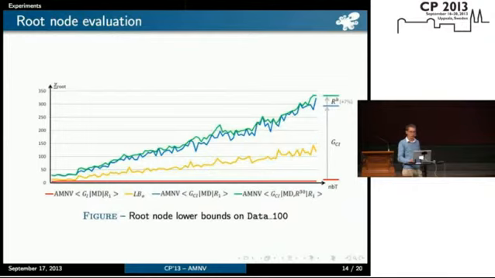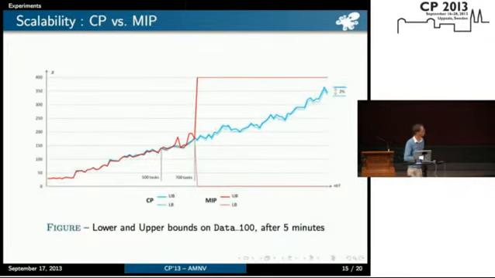We now move on to the scalability study, and we compared the CP resolution with the MIP resolution after 5 minutes. So in blue you have the lower bound and the upper bound of Choco, and in red lower bound and upper bounds of MIP model after 5 minutes. And so basically we see that on small instances, so still up to 500 tasks, Cplex is very good. It can find and prove any optimal solution.